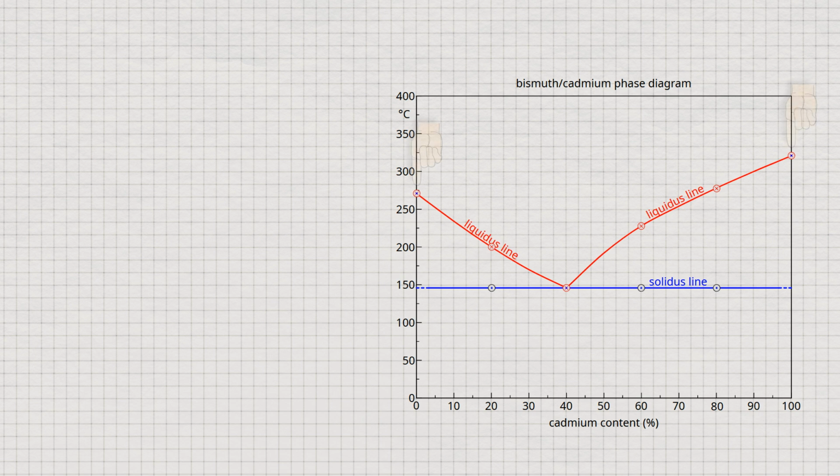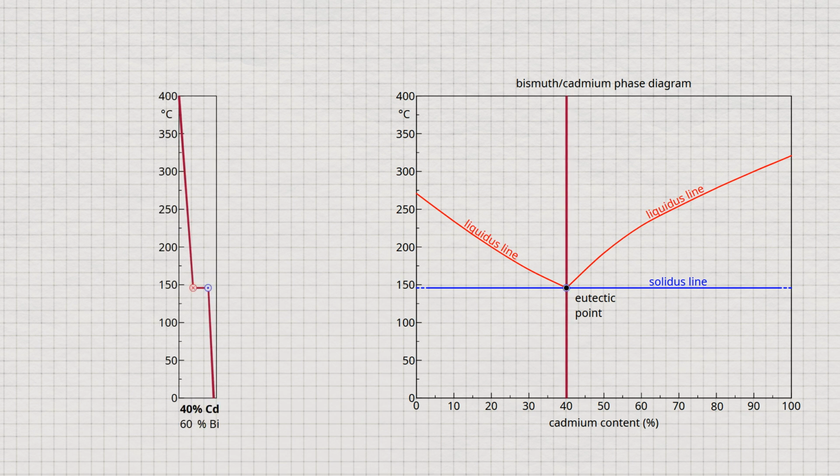It can be seen that the liquidus lines decrease from the respective pure substances. Obviously, the onset of solidification is shifted to lower temperatures by the presence of the other substance. The descending liquidus lines eventually meet at a common point. This point is known as the eutectic point. An alloy with this composition is also known as a eutectic alloy. It has the lowest solidification temperature and, unlike other alloys, only solidifies at a constant temperature.